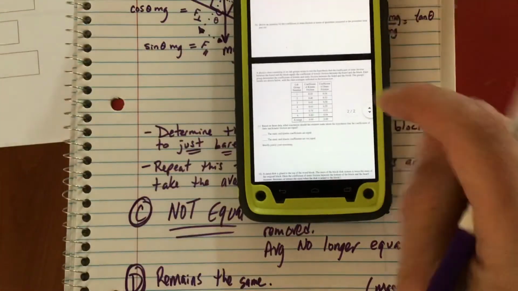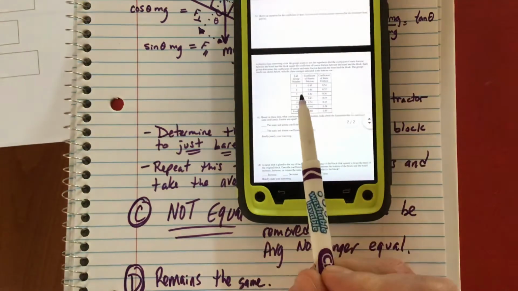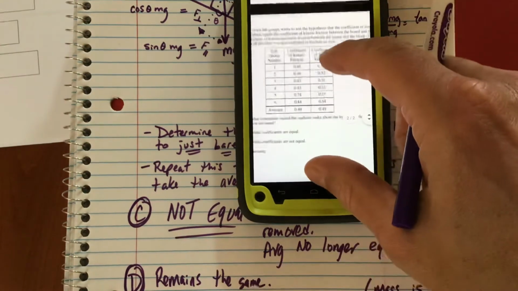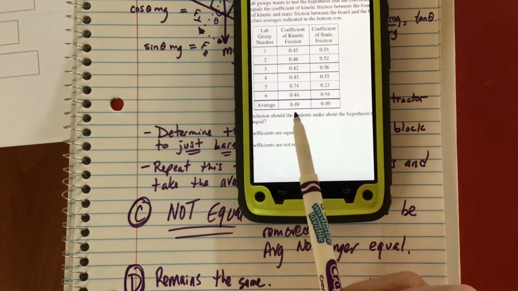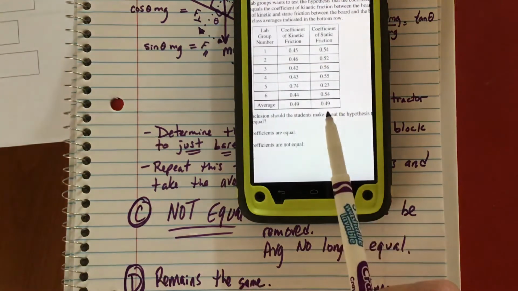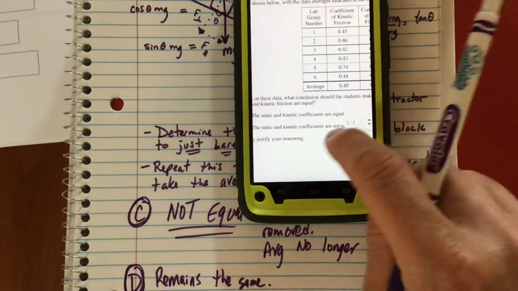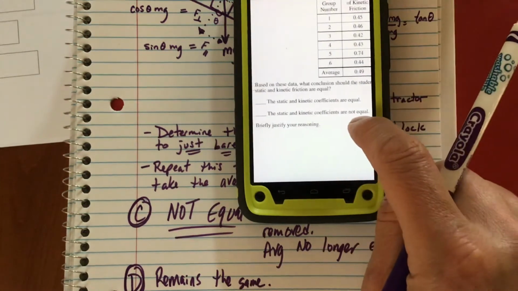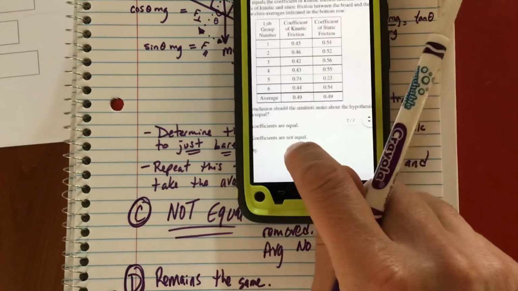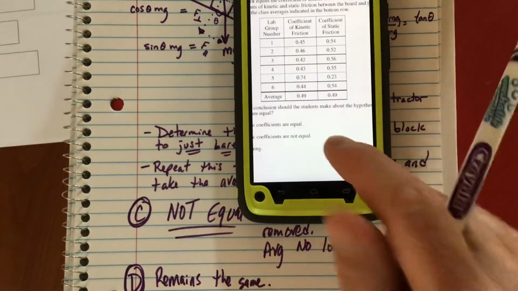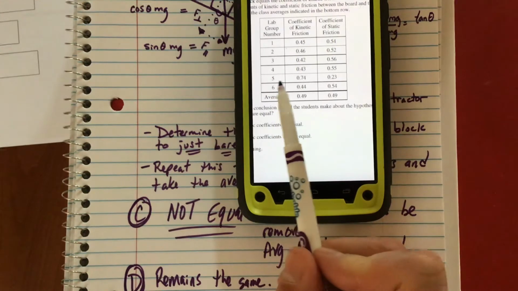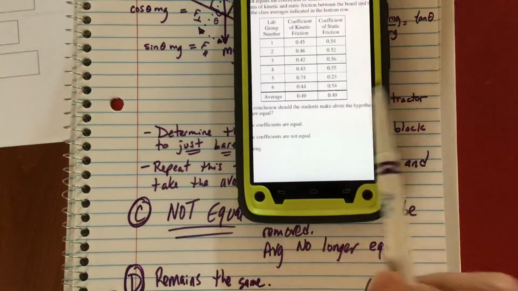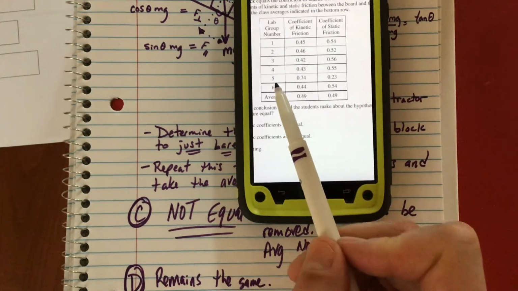C, they're referencing data by different lab groups, and from the data, the class average for the coefficient of kinetic friction is 0.49, and for static friction it's also 0.49. And they're asking, based on these data, what conclusions should the students make about the hypothesis that static and kinetic friction are equal? Well, based on the averages, it looks equal, but if you look at group number 5 here, group number 5's data is significantly different from the other groups. So I think group 5 made an error.